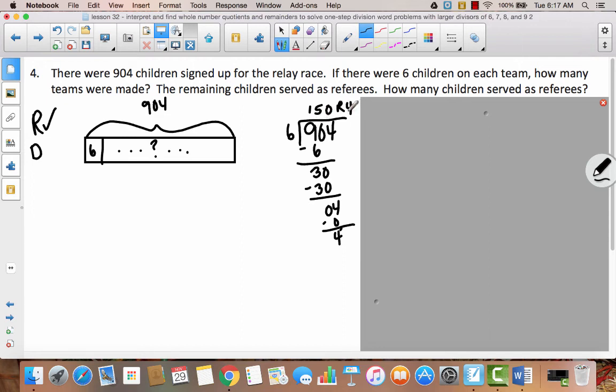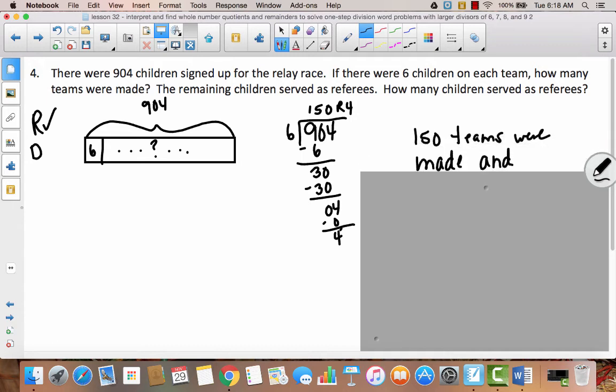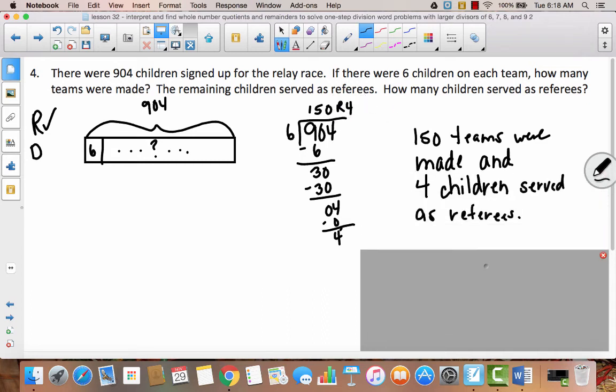So I was ready to answer the question, how many teams were made? So this tells me how many groups of 6 there are. So I knew that 150 teams were made. The second question says that the remaining children served as referees, so how many children served as referees? So since my remainder was 4, then 4 children served as referees.